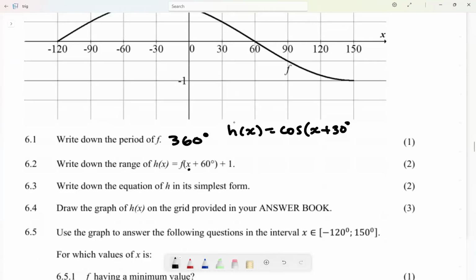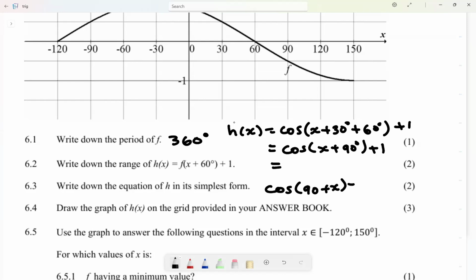They are telling me when I see x, I should add 60, so I'll just say plus 60 degrees. And then they tell me to add 1 outside of the bracket. Then I have the graph of cos(x plus 90) plus 1. And if you are aware, the reduction says the cofunction 90 plus x is negative sine x.